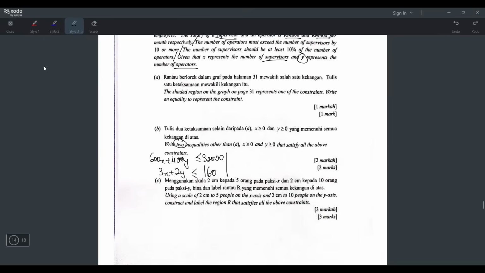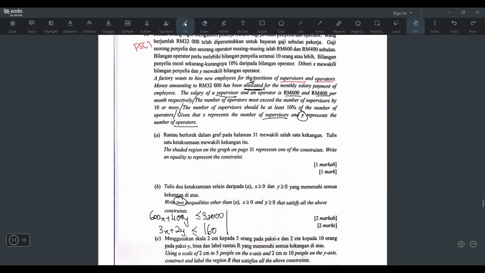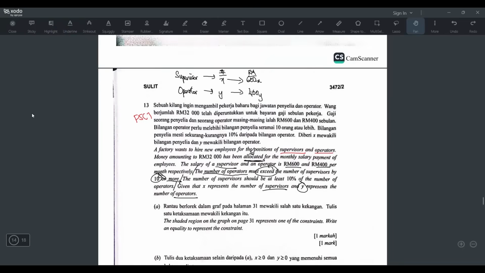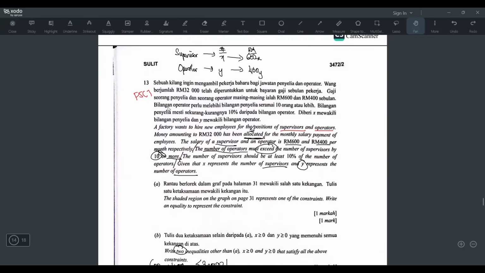But they say there are 2, right? So there should be one more. Where is it? From here: the number of operators must exceed the number of supervisors by 10 or more. This one. So what's the meaning of operator exceed supervisor? It means operator must be more than supervisor, and the difference has to be 10 or more. It means you find the difference, y minus x. But when you find the difference, you have to take big minus small. And which one is bigger? Operator.